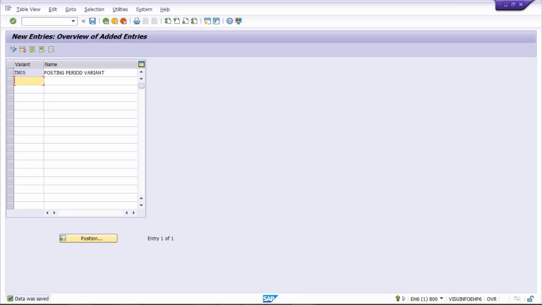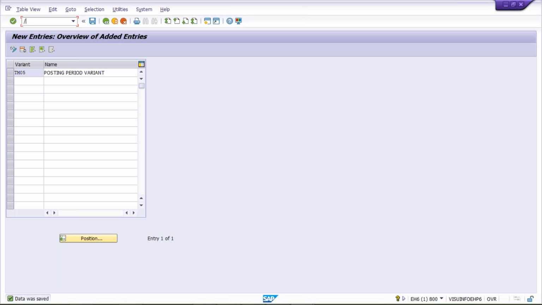Okay. Now what we have done, we have defined this posting period variant. We have defined it for Tata Motor. I know that, and even you guys know because you are listening to this lecture. But what about SAP? How will SAP come to know that I have defined this posting period variant for Tata Motor? So we are going to assign this posting period variant to Tata Motor. This is how SAP will come to know that this posting period variant has been created for Tata Motor only.